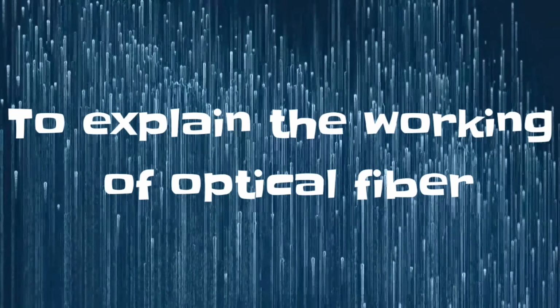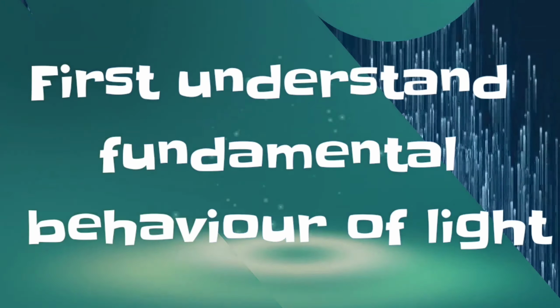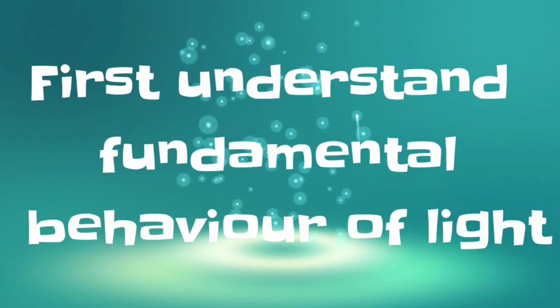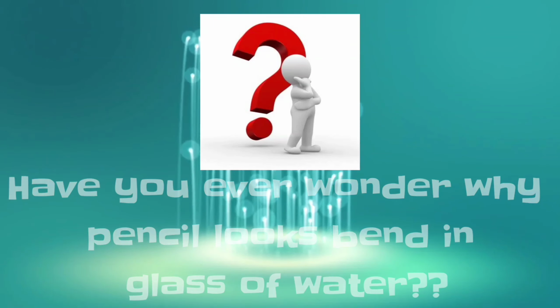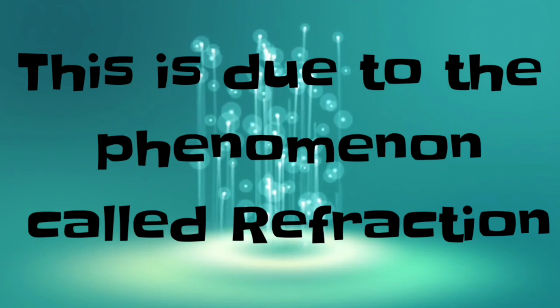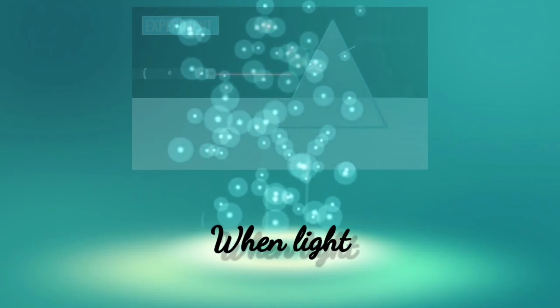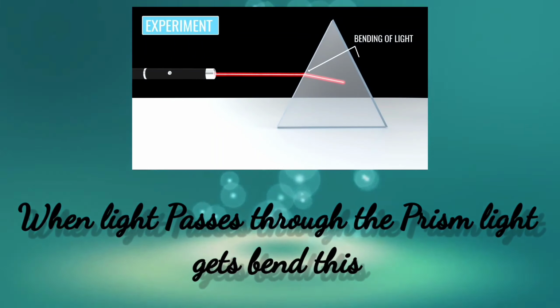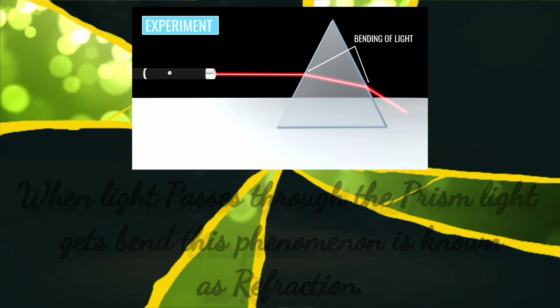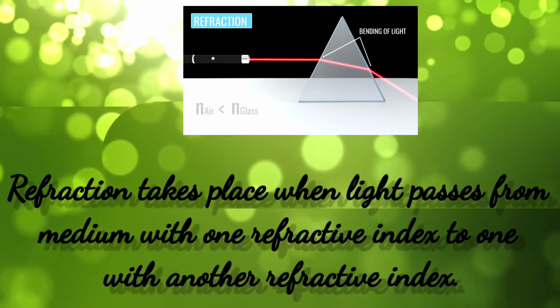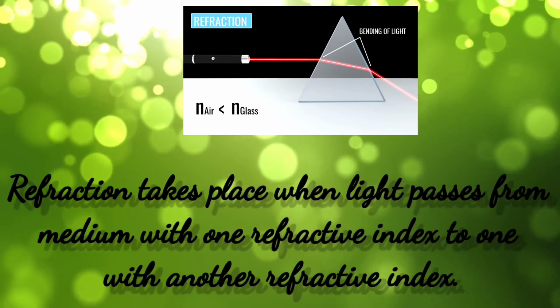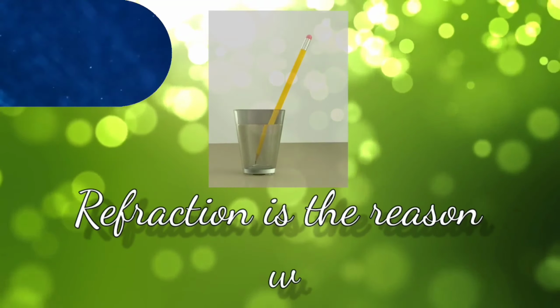To explain the working of optical fiber, first understand the fundamental behavior of light. Have you ever wondered why a pencil looks bent in a glass of water? This is due to a phenomenon called refraction. When light passes through a prism, light gets bent, and this phenomenon is known as refraction. Refraction takes place when light passes from a medium with one refractive index to one with another refractive index. Refraction is the reason why the pencil looks bent.